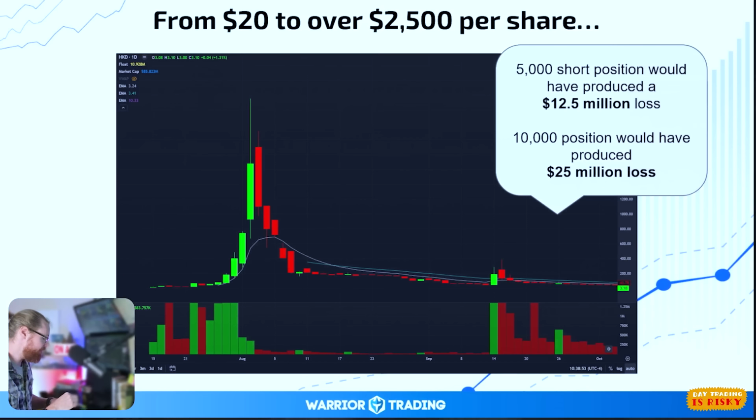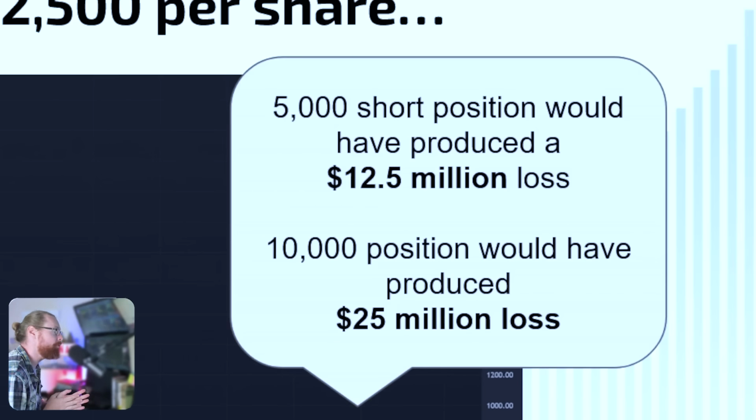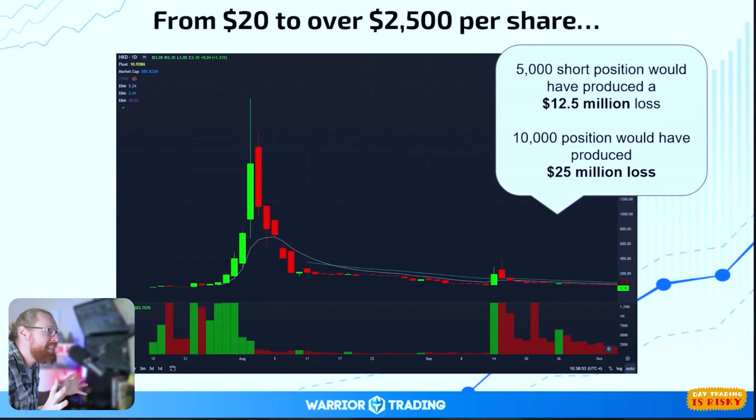So this is an example of a stock that literally went from $20 a share to over $2,500 a share, which is an insane move. A 5,000 share short position would have produced a loss of $12.5 million. Just a 10,000 share short position could have produced a loss of $25 million.